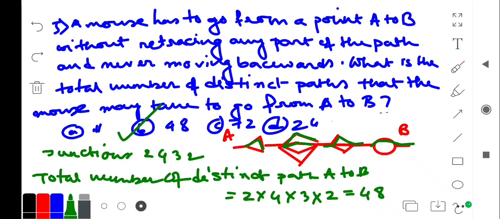Okay, so a mouse has to go from a point A to B without retaking any point of the path and never moving backwards. What is the total number of distinct paths that the mouse may take to go from A to B? Always remember, the junctions are basically 2, 4, 3, 2. Total number of distinct paths from A to B is their multiplication, 2 into 4 into 3 into 2, that is ultimately 48. Okay, next.